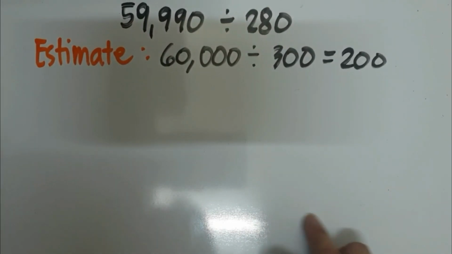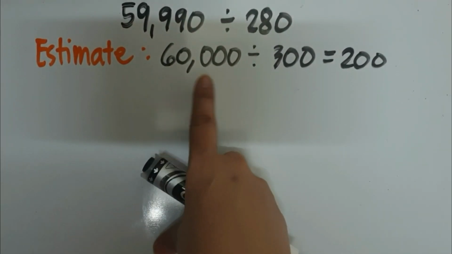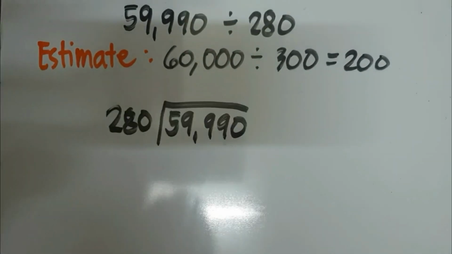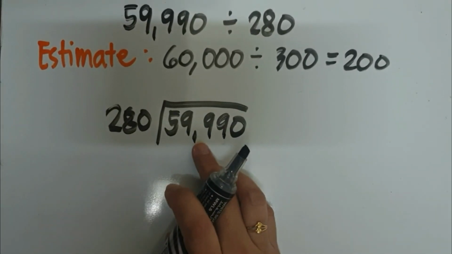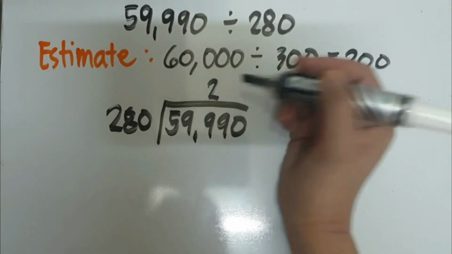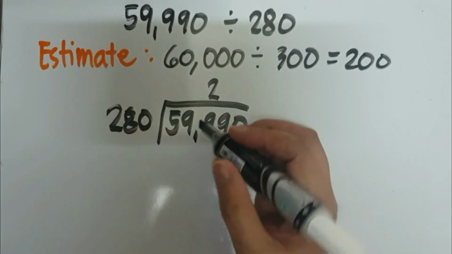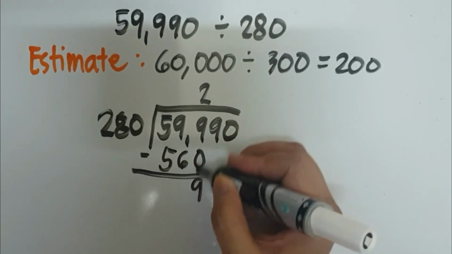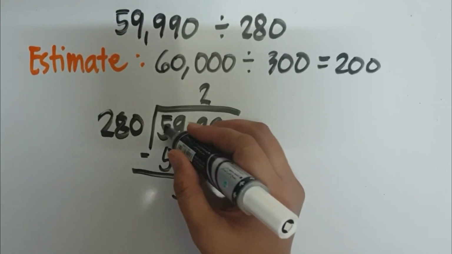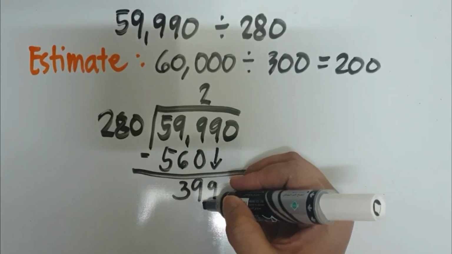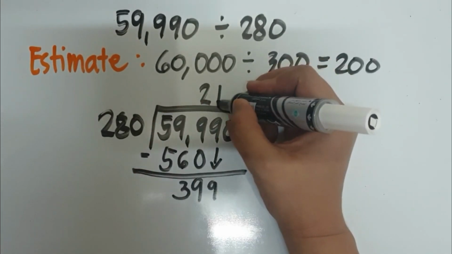So, the compatible numbers that we can use to estimate are 60,000 divided by 300 is equal to 200. And to divide this, we can start with 599. 599 divided by 280 is 2. And then 2 times 280, that's 560. And then subtract. 9 minus 0 is 9. 9 minus 6 is 3. And 5 minus 5 is 0. Bring down 9. 399 divided by 280 is 1.